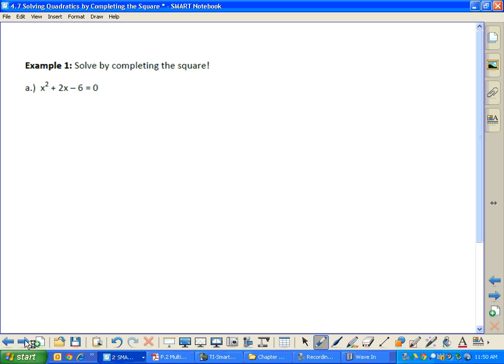So what we're going to go ahead and do is add 6 to both sides. Do you see how this gets the constant term all by itself on the right side of the equal sign? This equation is now solved for 6. 6 is all by itself.